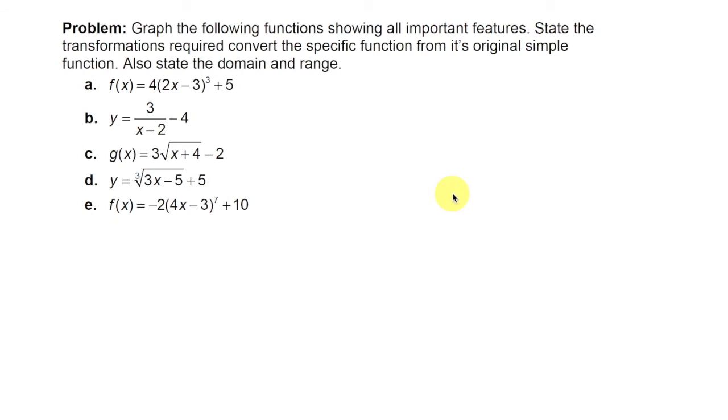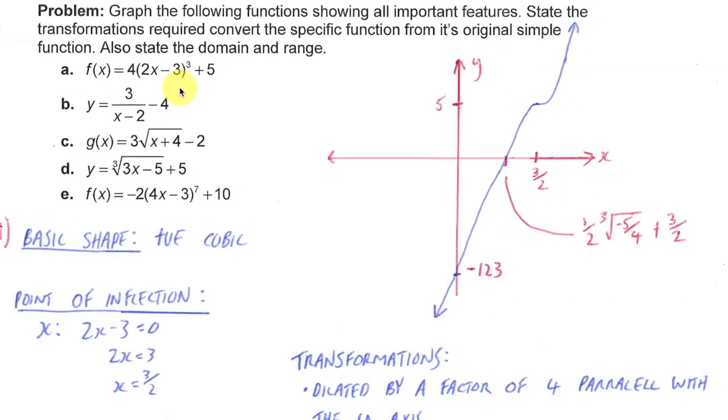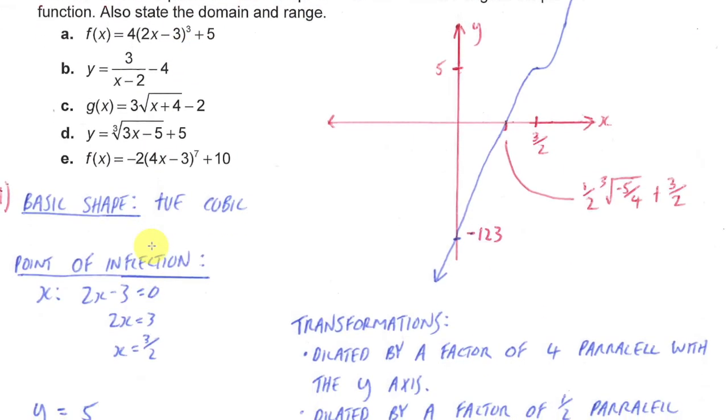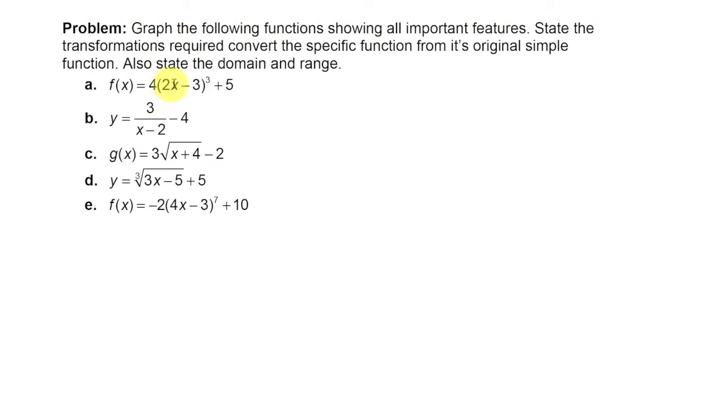We'll now take a look at some problems. A, f of x equals 4 lots of 2x take 3 cubed plus 5. Now this is in like turning point form that we're used to from last year, but it's the cubic point form or point of inflection form. So we first of all got to consider the basic shape. It's a positive cubic. The point of inflection. So I look at this bracket here and I'll make that equal to 0 and that will give me the x value. This part here will be the y value.